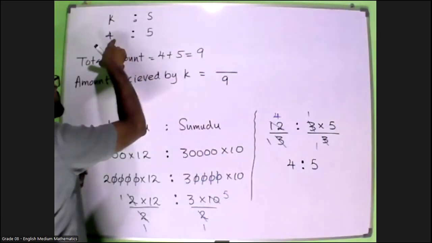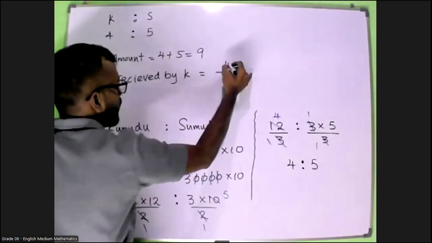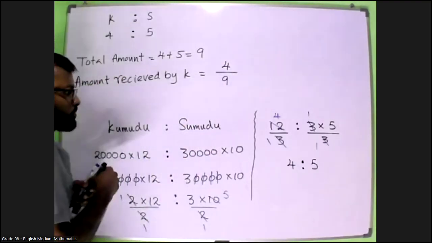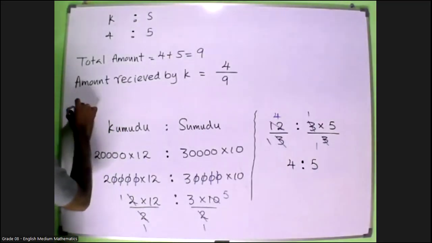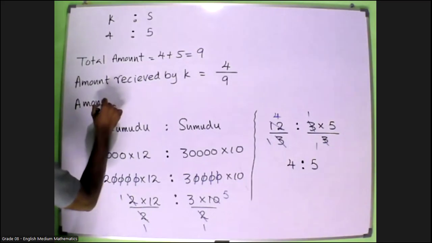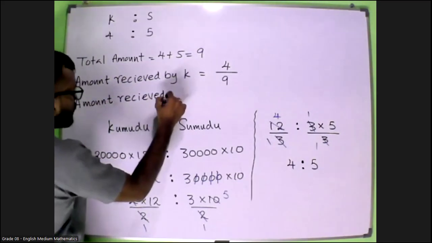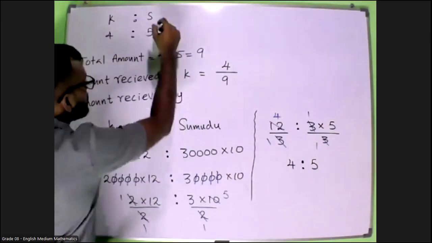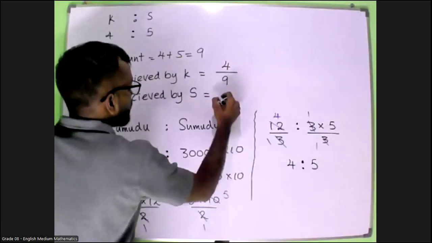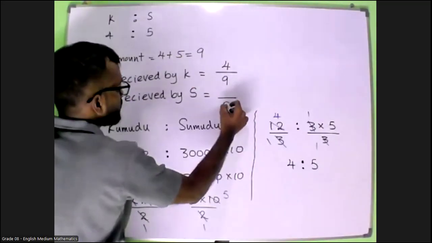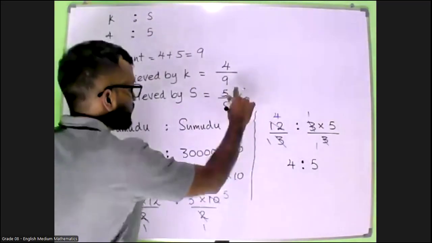How many parts? K received 4. Then amount received by Sumudu. I will put S. Total parts 9. Received by Sumudu 5.